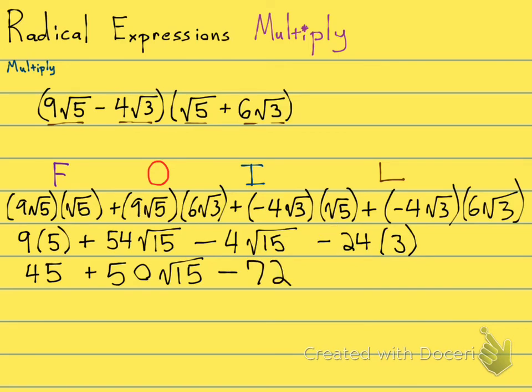All right, and now I notice that I have like terms here. I have 45 minus 72. Those will go together. 45 minus 72 is a negative 27. I don't have any equal sign, so I don't have to try to move them to either side. I just combine them. So that's going to be negative 27 plus 50 square root of 15. Now these two are not like terms, so I can't put them together. So I'll leave them like that.